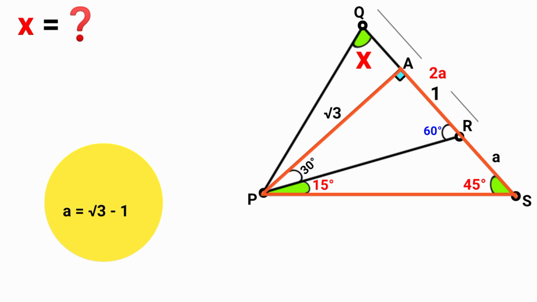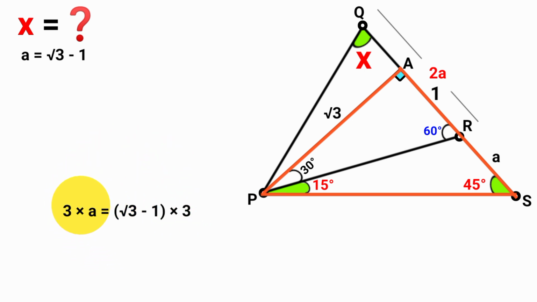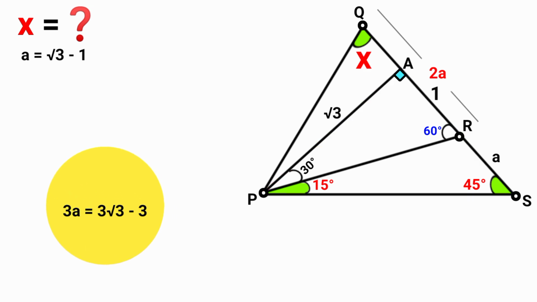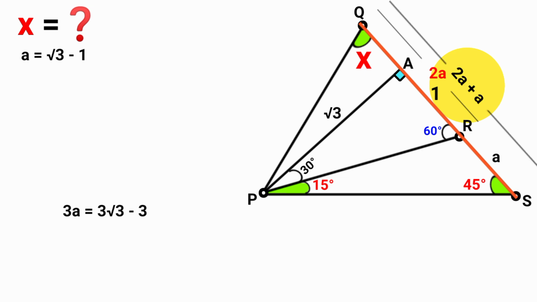Take a duplicate of the equation. Now we multiply both sides by 3. Here 3 times a is 3a, while here root 3 minus 1 all multiplied by 3 is 3 root 3 minus 3. Therefore 3a equals 3 root 3 minus 3. This line QS, its length is divided into this a and this 2a. Therefore it is 2a plus a, which is 3a. We have 3a here to be 3 root 3 minus 3. Substitute it, and also this a is root 3 minus 1.